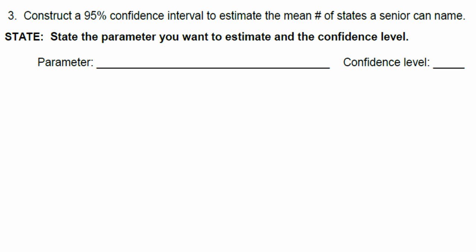Then as we continue on now with your 4-step plan, we're constructing a 95% confidence interval to estimate the mean number of states a senior can name in 60 seconds. So as always, we're in the state phase. We're going to state the parameter we want to estimate and the confidence level. So the parameter, what we're looking for, is the true mean number of states a student can name in 60 seconds. The confidence level we're looking at is 95%.